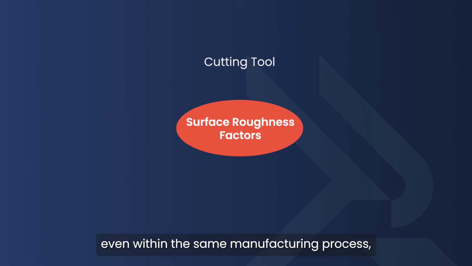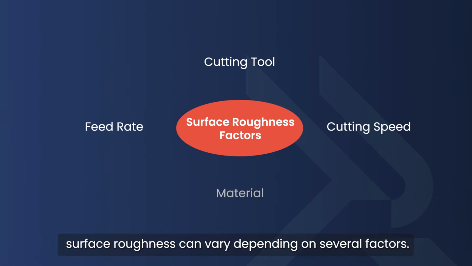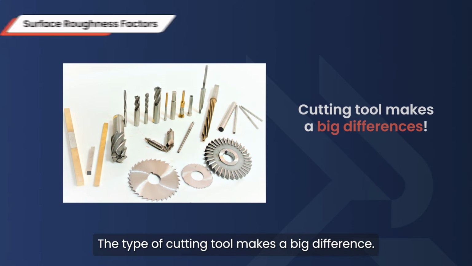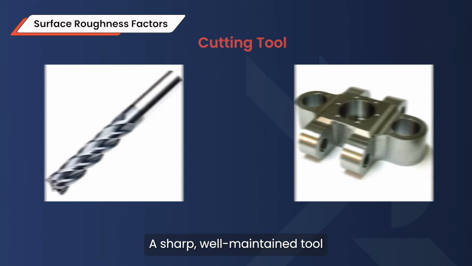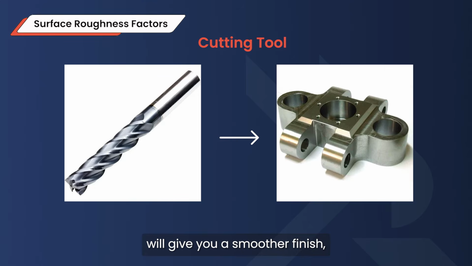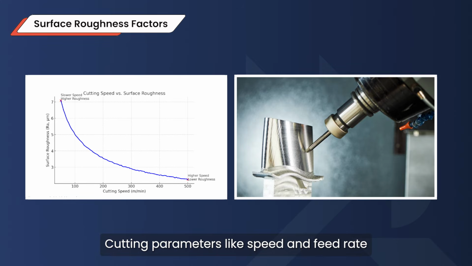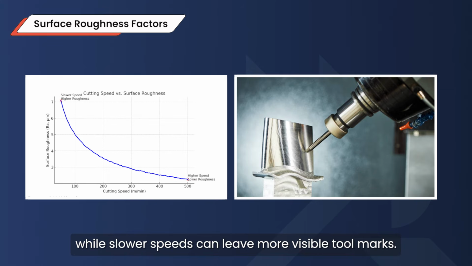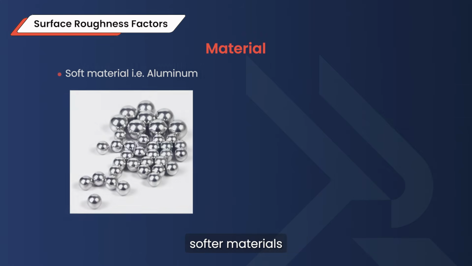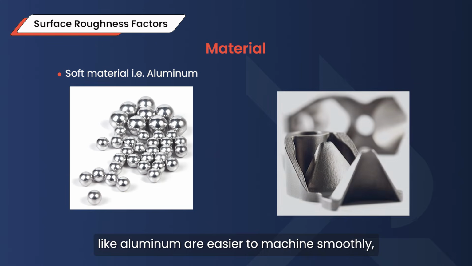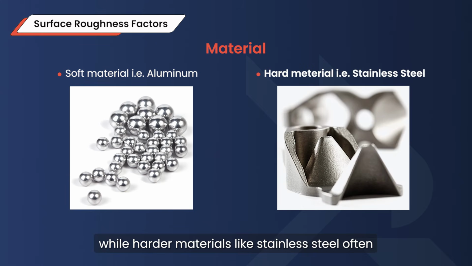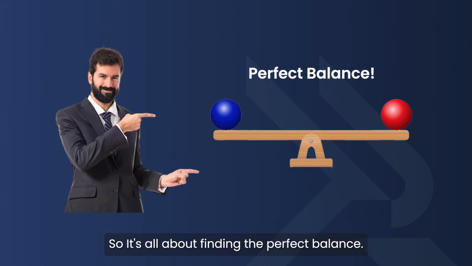What's more, even within the same manufacturing process, surface roughness can vary depending on several factors. The type of cutting tool makes a big difference. A sharp, well-maintained tool will give you a smoother finish, while a worn-out tool can leave a rough, uneven surface. Cutting parameters like speed and feed rate also play a role. Higher cutting speeds usually result in a finer finish, while slower speeds can leave more visible tool marks. And the material itself. Softer materials like aluminum are easier to machine smoothly, while harder materials like stainless steel often end up with a rougher surface after machining. So, it's all about finding the perfect balance.